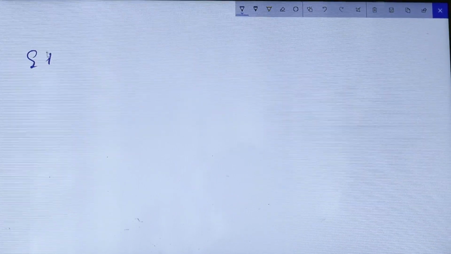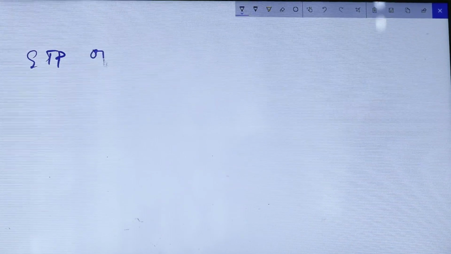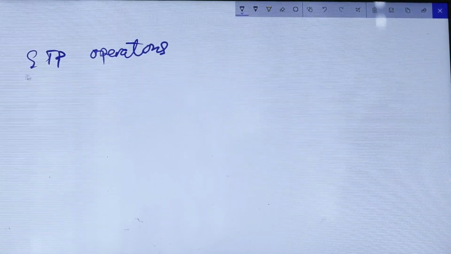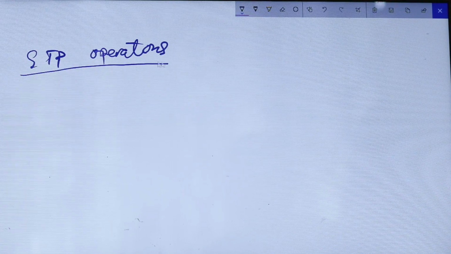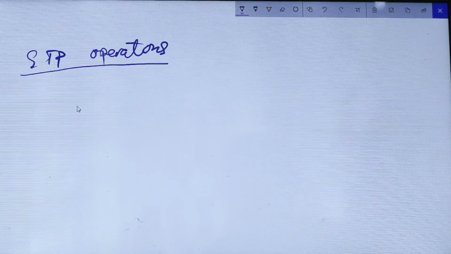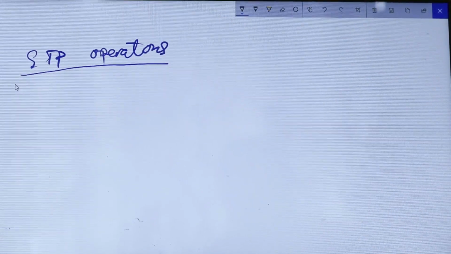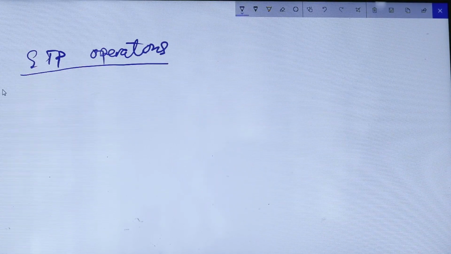So, STP operations. We have some terminologies that we need to get used to. First, we'll talk about the bridge ID.